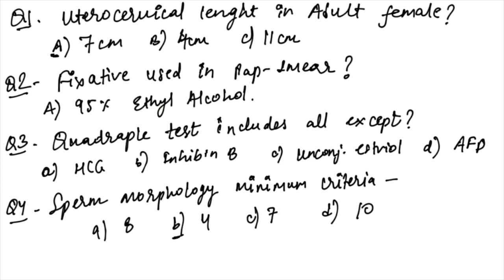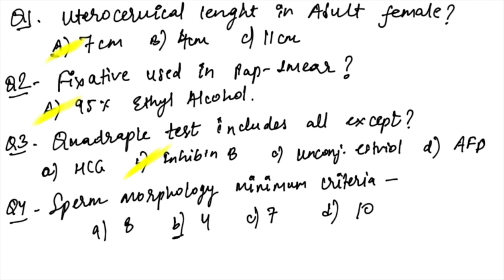So first of all, uterocervical length in adult females, the answer is 7 centimeter. The fixative used in the pap smear is the 95% ethyl alcohol. Now quadruple test includes all except, so inhibin B is not included, baki hCG, estriol and AFP are included.